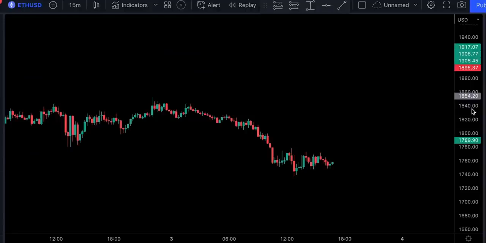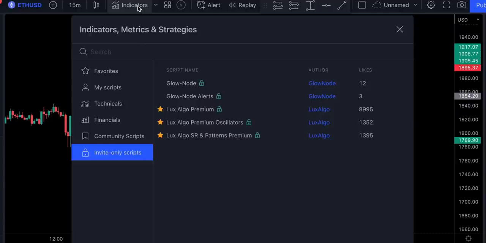Okay, so let's actually go ahead and add our indicators to the chart. So for the first indicator, let's add this glow node. Obviously, this is a private indicator, so not everyone has access to it. You can also add glow node alerts. This is for those who don't want to be spending a lot of time in front of their screens. And for our second indicator, let's search for glow node oscillator.